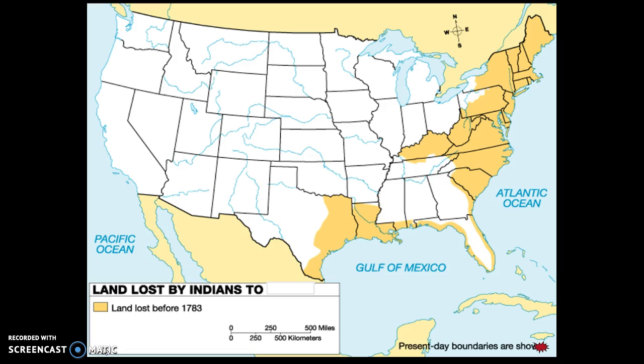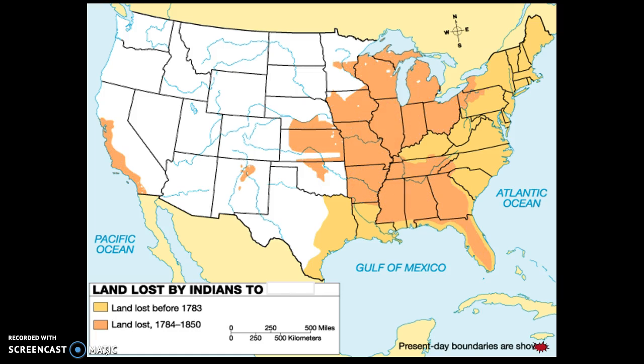So you can see here what lands were lost before 1783, before the Treaty of Paris is signed in the American Revolution, to Native Americans, and between 1784 and 1850 you can see a massive new amount of land is going to be lost by Native Americans.